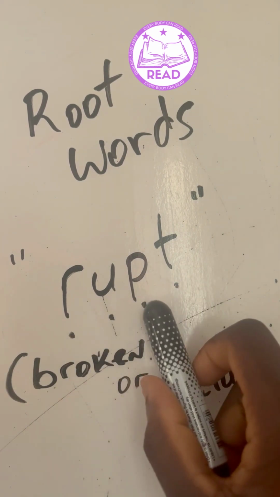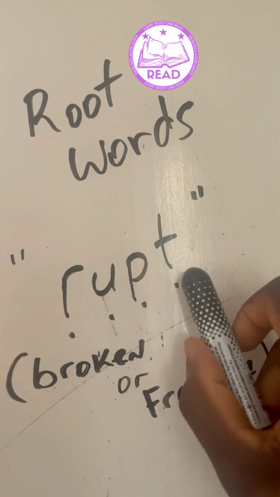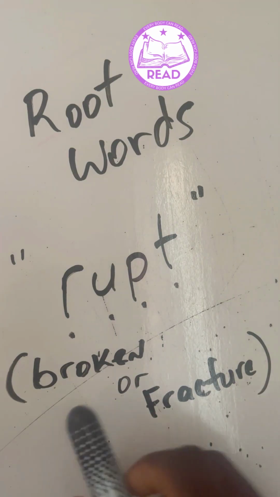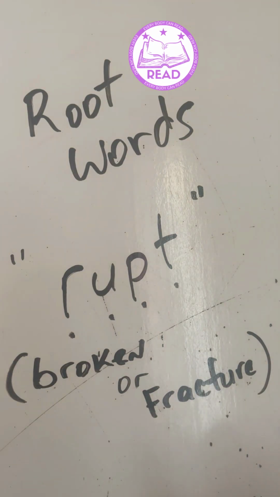R, u, rup, rupt. Just by knowing that, and knowing that this is also a Latin word, which is also a base word, which you're going to see when we add a suffix to it, what is going to happen? It is going to change the meaning. But this alone gives us the idea that this is either broken or fractured. So whenever you see it in a word, it is giving you an idea that that thing might be broken or fractured. So let's take a look at some examples.